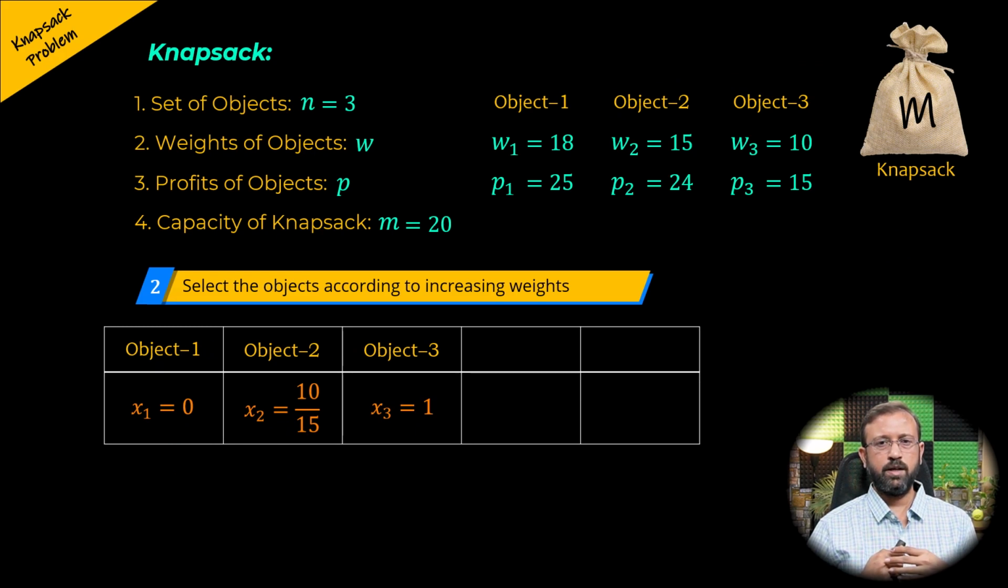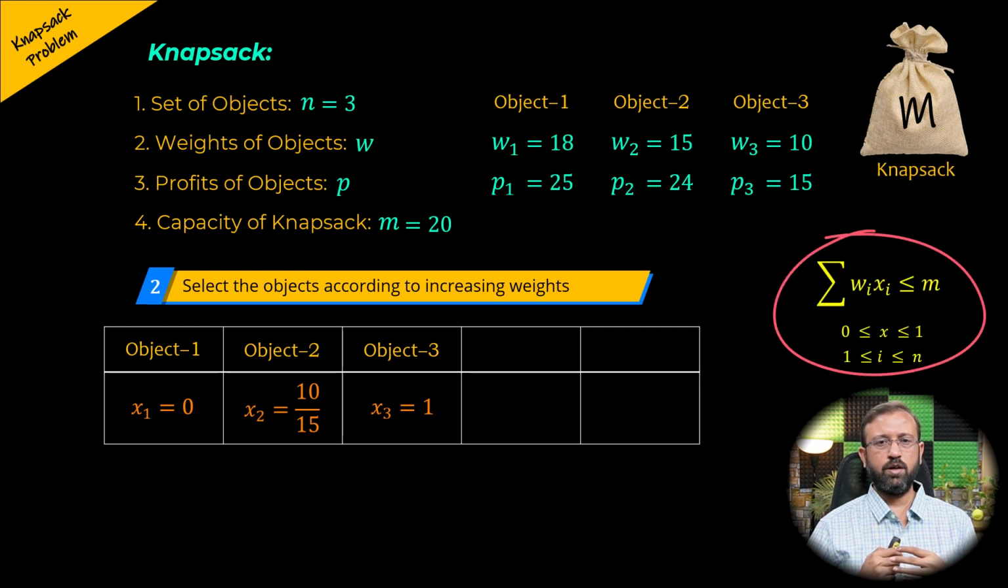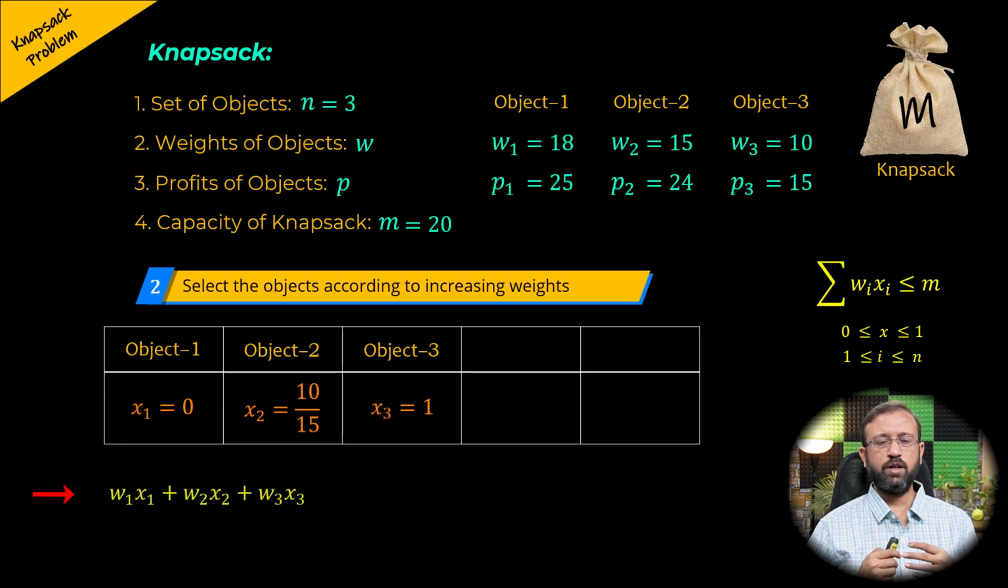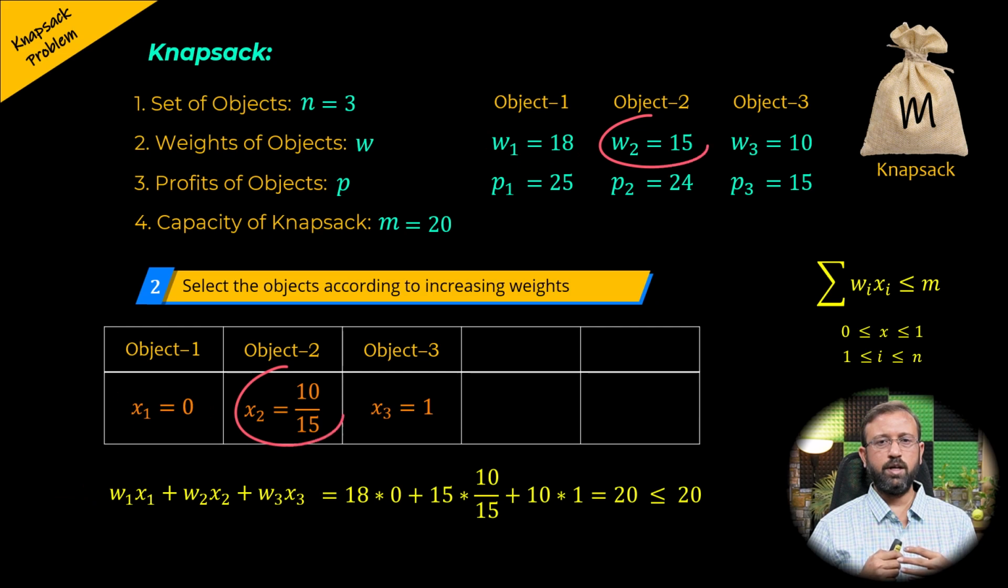is 1. Now this solution should satisfy the constraint, that is, the summation of the product of weights w and fractions x must be less than or equal to the capacity m of the knapsack. If the solution x1, x2, and x3 satisfies this constraint, then the solution is feasible. So we have the product of w1x1 plus w2x2 plus w3x3, that is 18 multiplied by 0 plus 15 multiplied by 10 by 15 plus 10 multiplied by 1, which is 20, and is less than or equal to m, which is also 20.